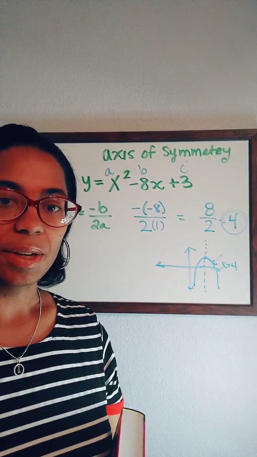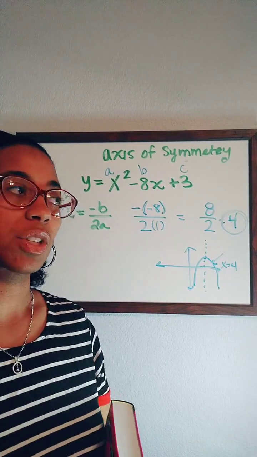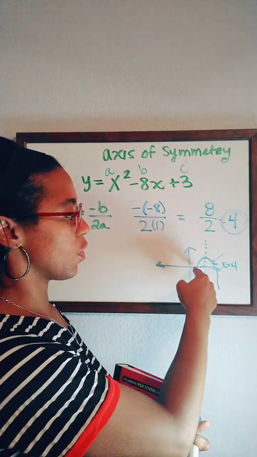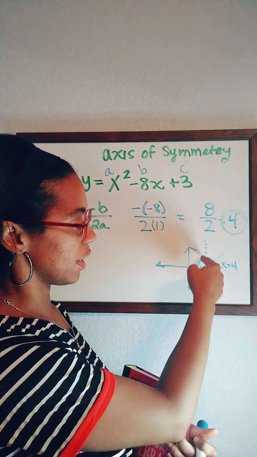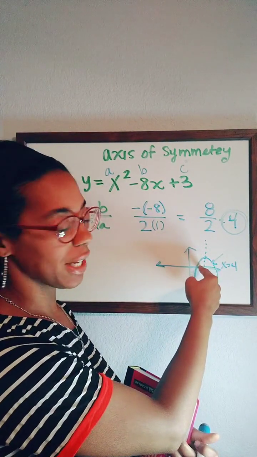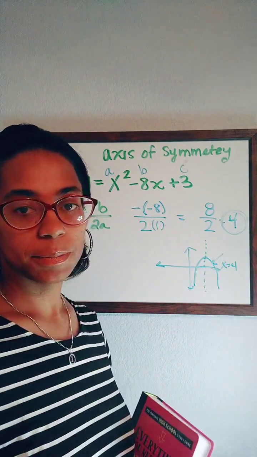The vertex form and the axis of symmetry, HK is the vertex form. The axis of symmetry only wants to know the x value, because you would intersect it here at the vertex, but you only need the point for the x because that is the number that's going to slice it in half.